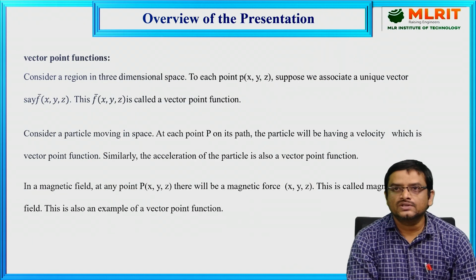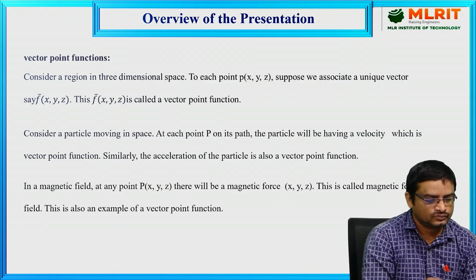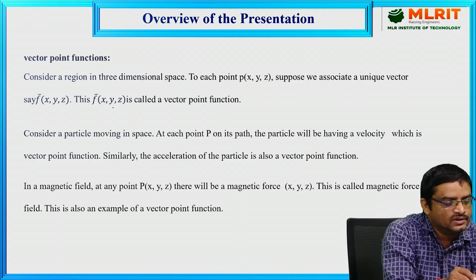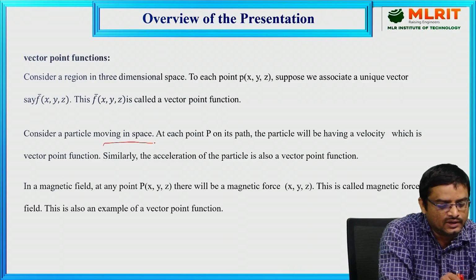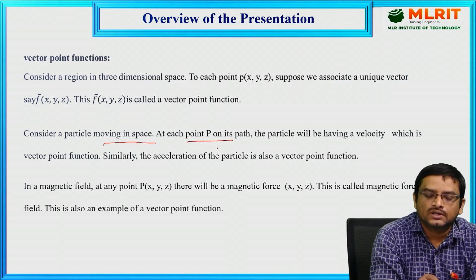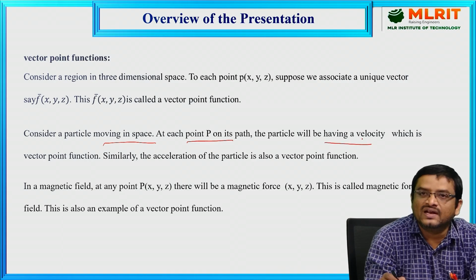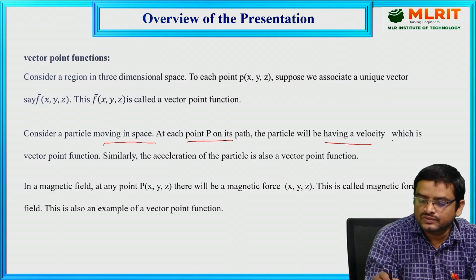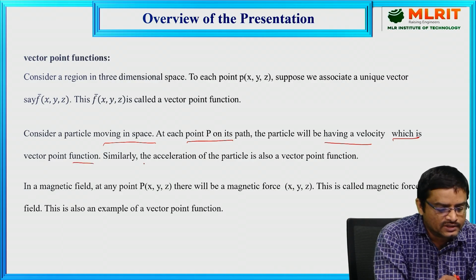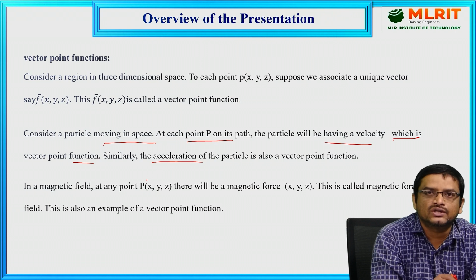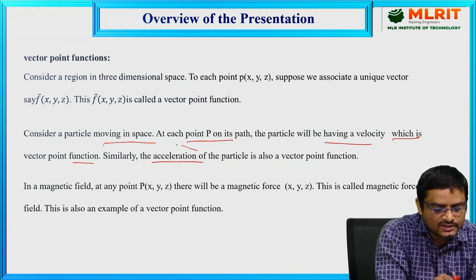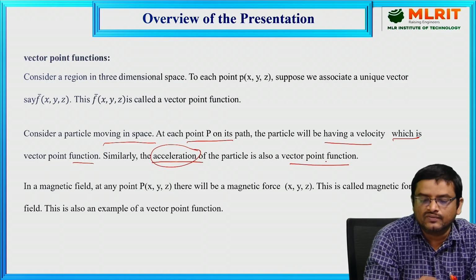Now when you come to the vector point function, I will explain this definition here with some example. A particle is moving in space at a point P on its path. The particle will have some velocity at that particular point. So here we can consider this velocity as a vector point function. Similarly, we can consider the acceleration of that particular particle. So this acceleration is also a vector point function.